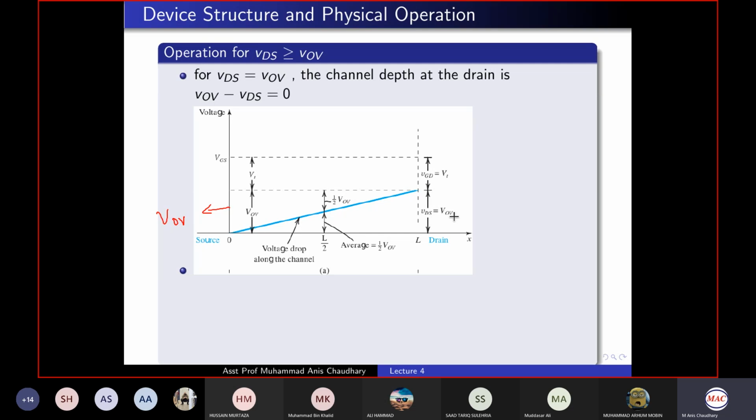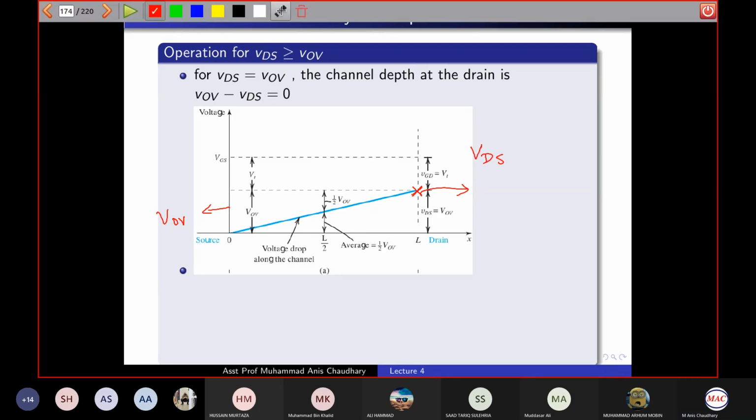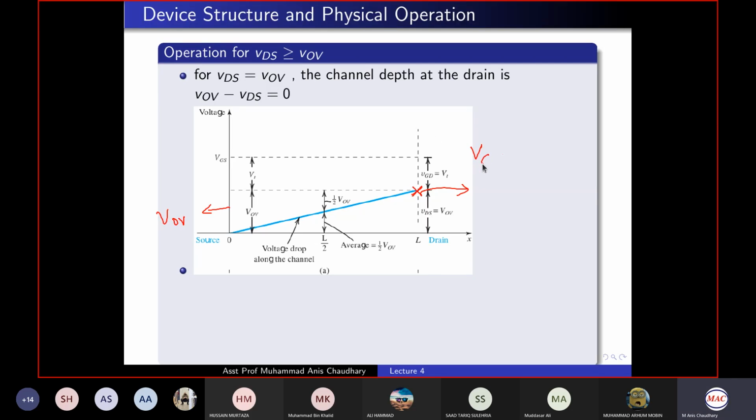When VDS becomes equal to VOV, at this end VDS has become equal to VOV. So do you have any effective voltage left? You don't have any effective voltage left, right? Because the effective voltage at this end was VGD minus VT, which can be written as VGS minus VDS minus VT. So VGS minus VT minus VDS.